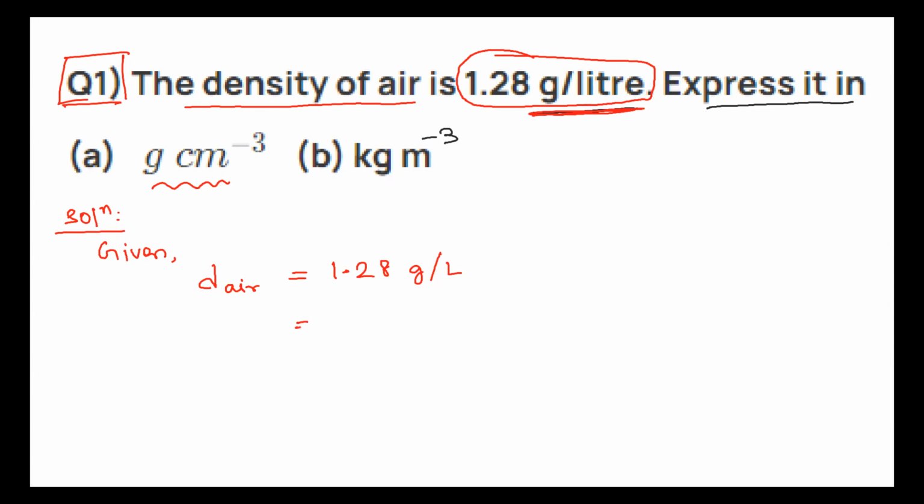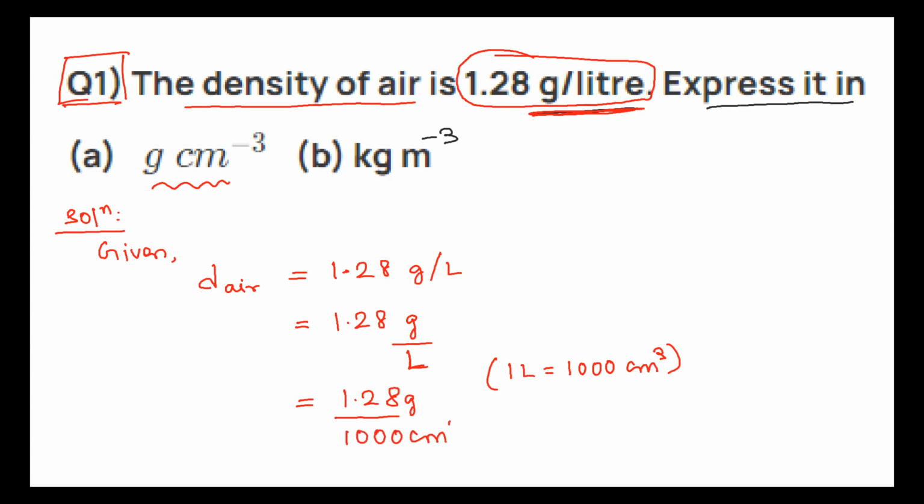Can I write like this? 1.28 gram per liter means 1.28 gram by liter. Just now in the previous slide it was shown that 1 liter is equal to 1000 centimeter cube. So I can easily write 1000 centimeter cube in place of liter.